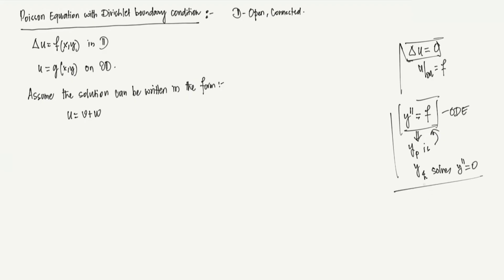Now you can see that if this happens, then yp plus yh, where yh is the general solution of the homogeneous equation y double prime equals 0, and yp is the particular solution of our original equation, essentially solves this problem. It's a solution of this problem. Exactly that same sort of thing we want to do.